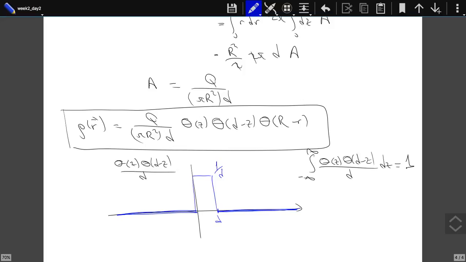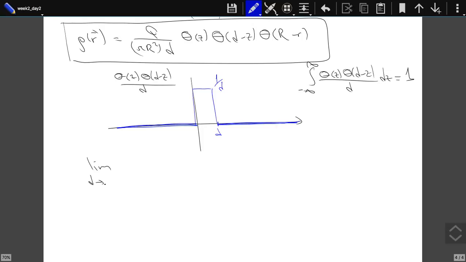Now, when we take the limit that d goes to 0, we will be considering a very thin disk. If d goes to 0, then this function becomes a function that is 0 almost everywhere, except possibly at a single point, at which its value diverges. But it diverges in such a way that its integral is always 1, whatever the value of d is. That is how we define the Dirac delta function. This is an alternative definition of the Dirac delta function.